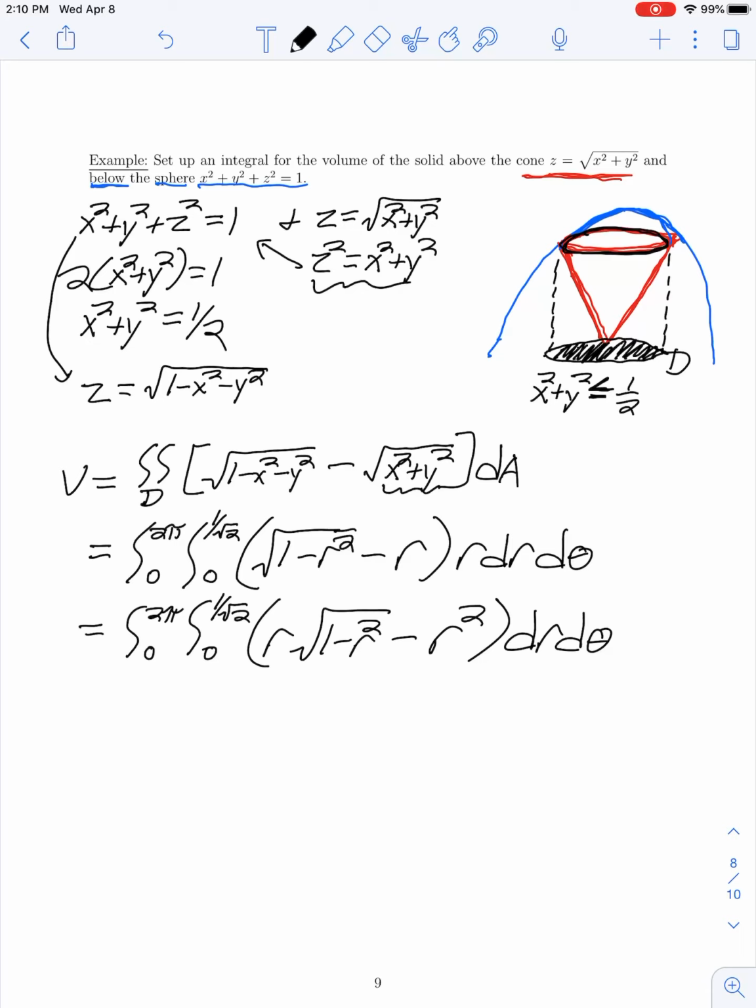dr d theta. So this would be an integral for the volume that we're interested in. And here we were told we just have to set it up. We don't need to evaluate it. If we needed to find this volume, we could find our antiderivative by making use of a substitution from here.